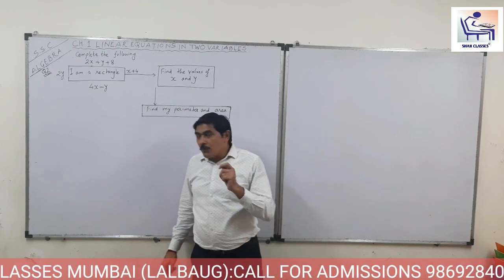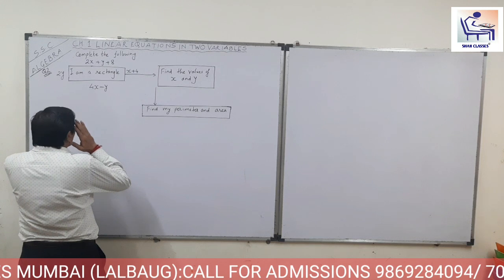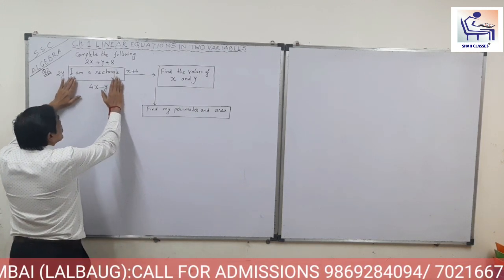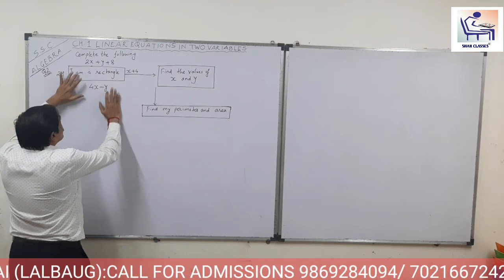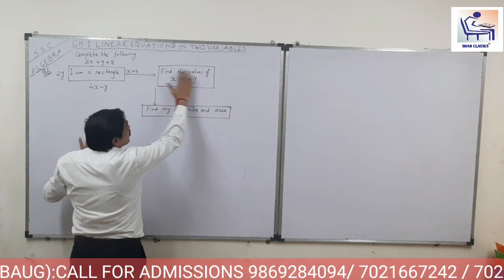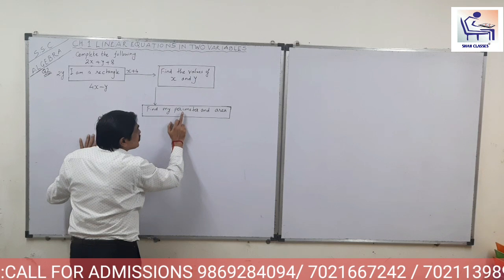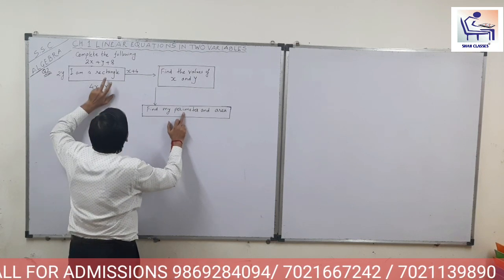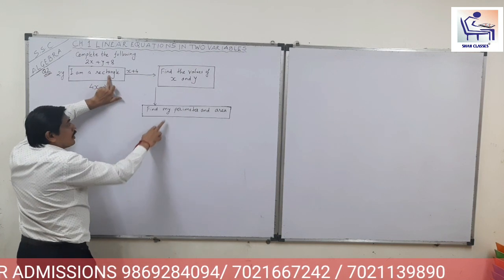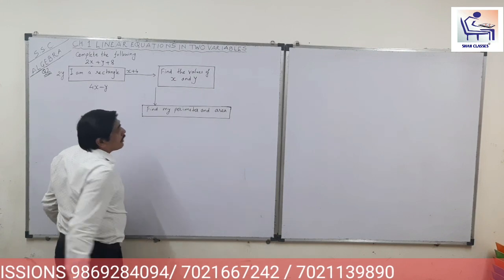So always remember how to check this type of sum. Try to focus overall sum in a proper manner. First, you have seen that I am a rectangle. So these are the sides here also, and what you have to find out. Here you have to find out the value of x and y, plus you have to find out the perimeter of rectangle and area of rectangle.